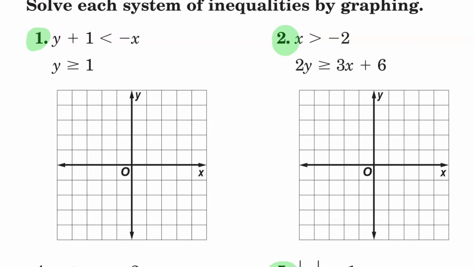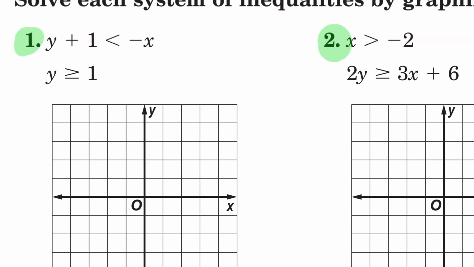So, solve each system of inequalities by graphing. We started doing this yesterday, but we had 1 inequality. Now we're graphing 2 inequalities at the same time. So first, y plus 1 is less than -x. I would like to have it in slope-intercept form, makes it way easier to graph. Subtract 1 from both sides. So y is less than -x minus 1.